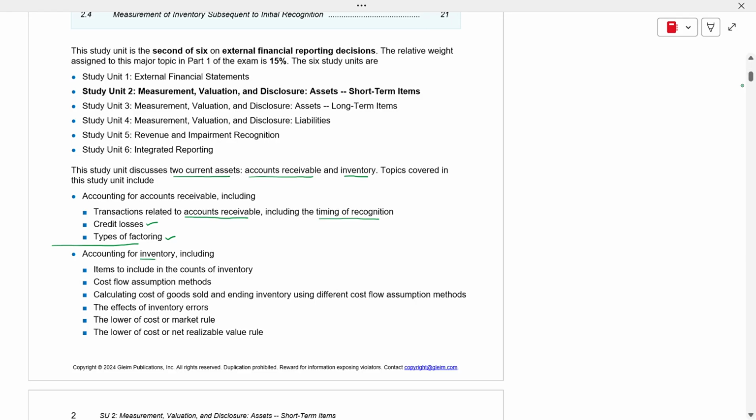With respect to the inventory, items included in the counts of inventory, what are the cost flow assumption methods, calculation of cost of goods sold and ending inventory under different cost flow assumption methods, and what are the effects of errors. Lower of cost or market value, or lower of cost or net realizable value. These are the two different ways. This we will cover.